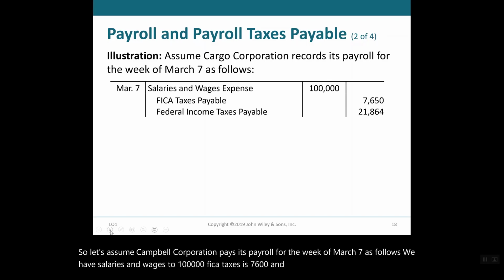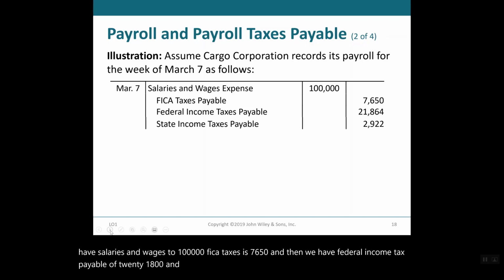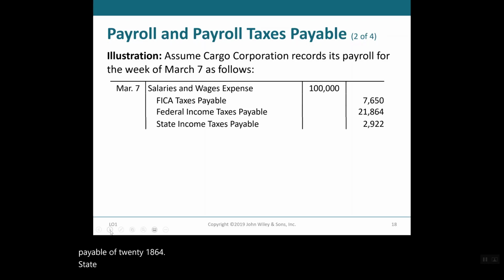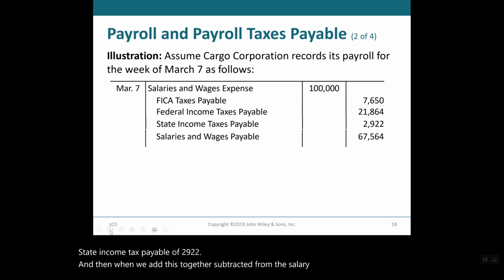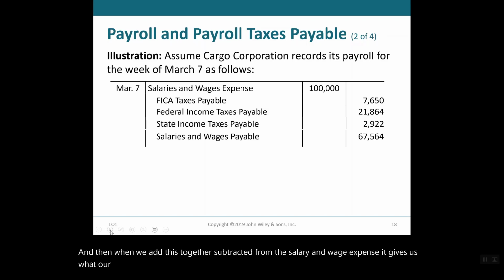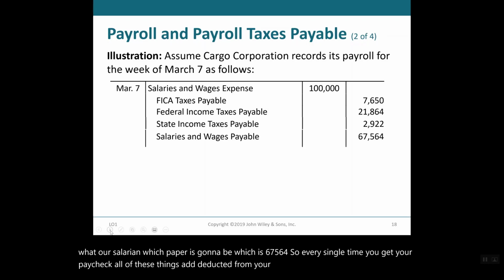7,650. And then we have federal income tax payable of 21,864. State income tax payable of 2,922. Okay. And then when we add this together and subtract it from our salary and wage expense, it gives us what our salary and wage payable is going to be, which is 67,564. So every single time you get your paycheck, all of these things are deducted from your paychecks for you to be able to get your net salary and wages.